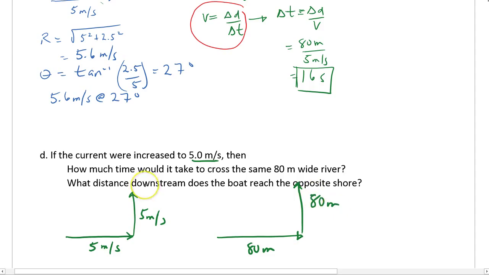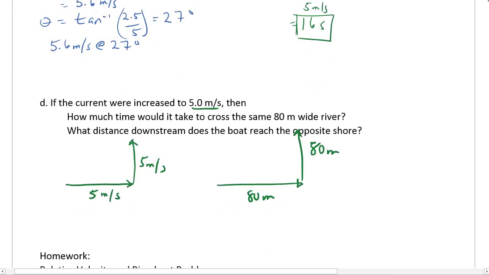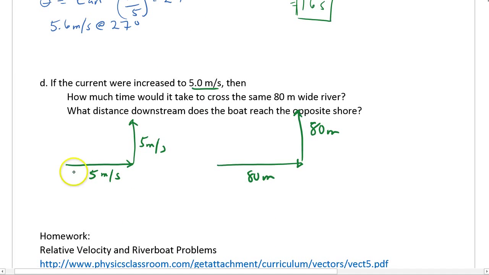So how much time would it take to get across? It's still going to be exactly the same, because how fast they're moving eastward is still 5 meters per second. The current doesn't change that, and they still have to go 80 meters. So it's still going to be 16 seconds, exactly the same. What distance downstream does the boat reach the opposite shore? Well, I was just looking at this in terms of similar triangles. If this is a 5 and a 5, that has to be an 80 and an 80. So I'll say 80 meters.